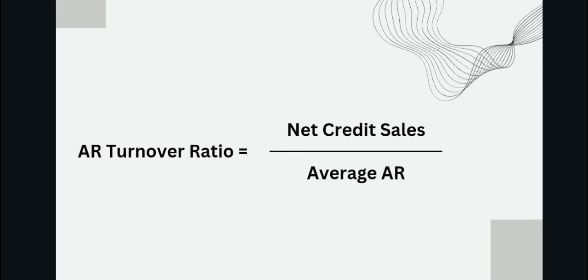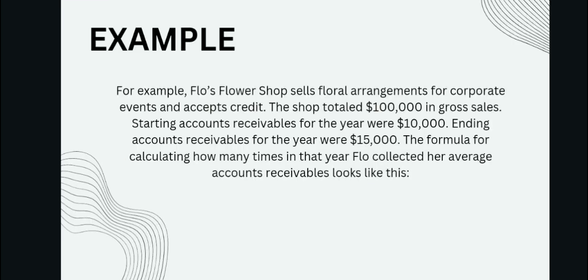On the next page, I will give an example of how to calculate the accounts receivable turnover. So, here comes the example. Flo's Flower Shop sells floral arrangements for corporate events and accepts credit. The shop totaled $100,000 in gross sales. Starting accounts receivable for the year were $10,000. Ending accounts receivable for the year were $15,000. The formula for calculating how many times in that year Flo collected her average accounts receivable looks like this.